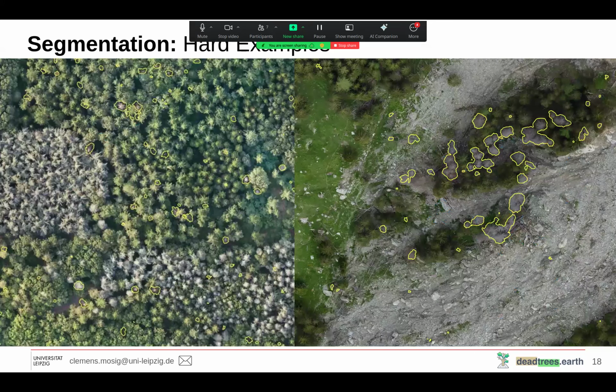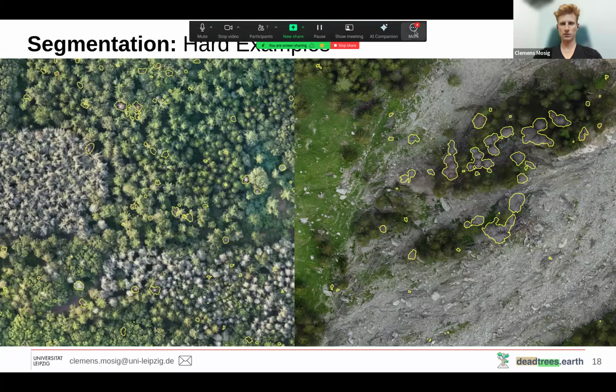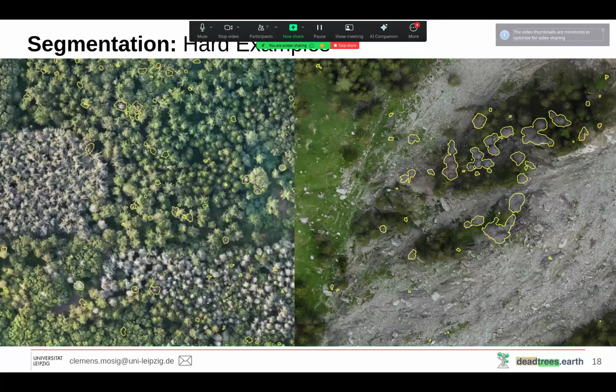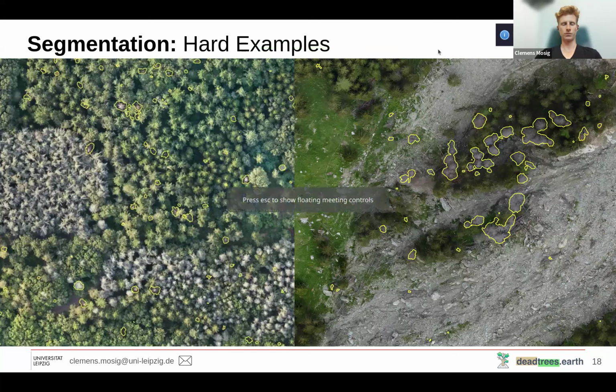Clemens, I'm so sorry to interrupt once again. The taskbar for Zoom is obscuring the top of the slides. Okay, sorry. No worries. But you can see slide 18 now, right? I can. Okay. Cool. Awesome. Thank you.